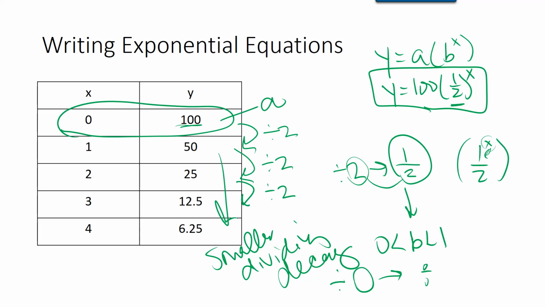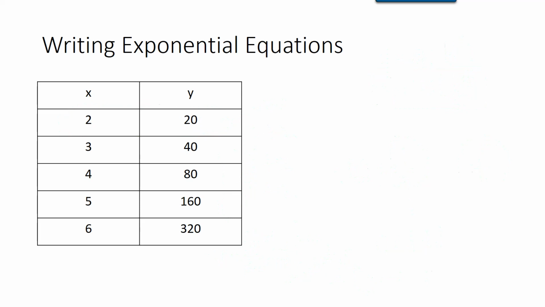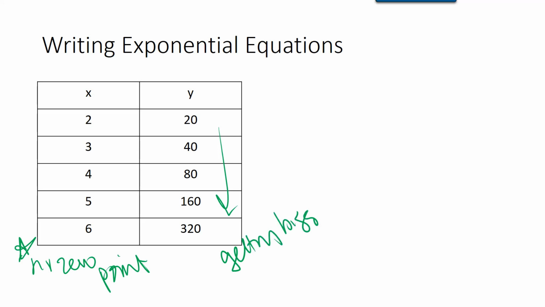Okay, good. All right, last example here. First thing I want to do, analyze that table. When I look at that table, I notice two things. First thing, I have no 0 point. That means I'm going to have to find it. Second thing is that I'm getting bigger in the y column here. The numbers are getting bigger. They're increasing. That tells me that this is growth and that my b value should be bigger than 1. Also tells me that I'm going to be multiplying.